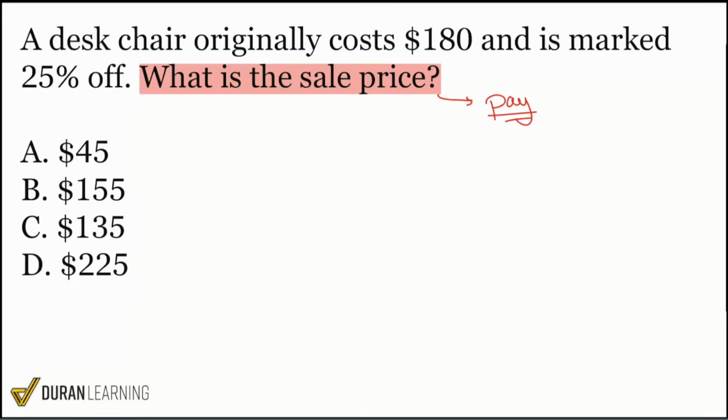Next, let's get the context. It says a desk chair originally costs $180 and is marked 25% off. Okay, so here's what most people would try to do here.